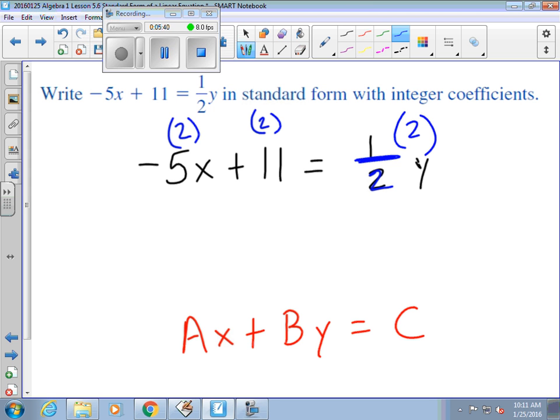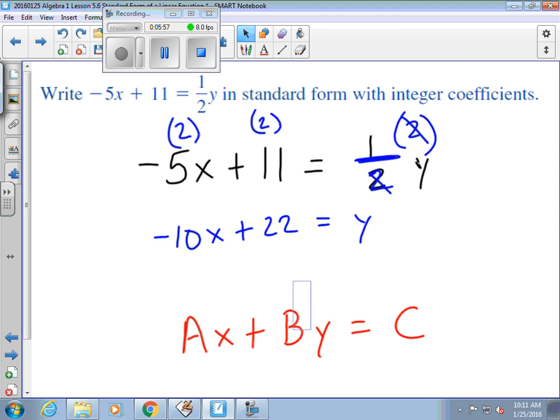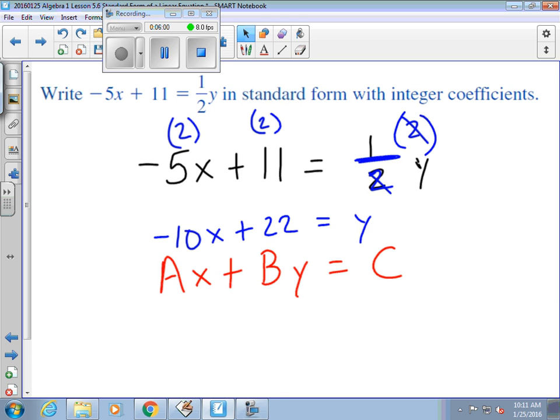2 times -5x is -10x. 2 times 11 is plus 22. And then this cancels out this and leaves you with 1y. So ask yourself the question at this point: does this say Ax plus By equals C?